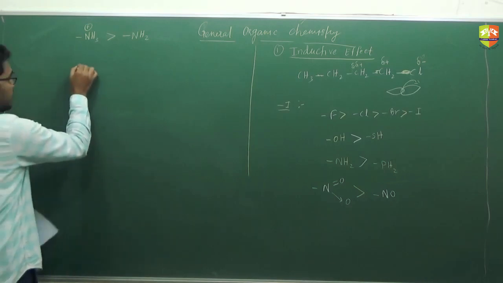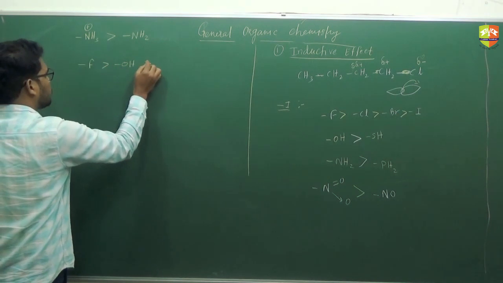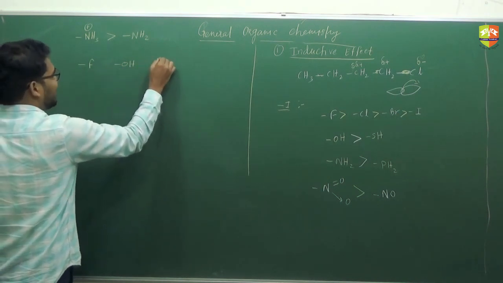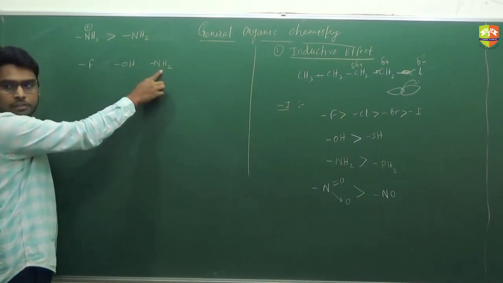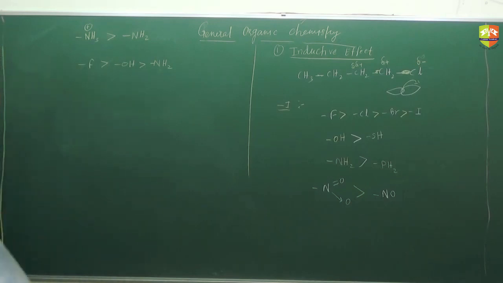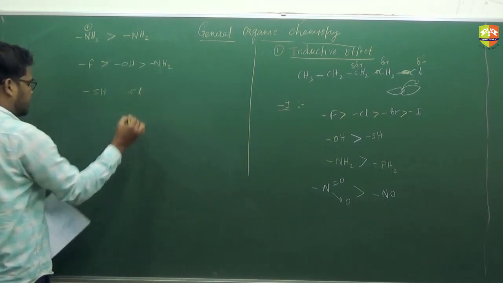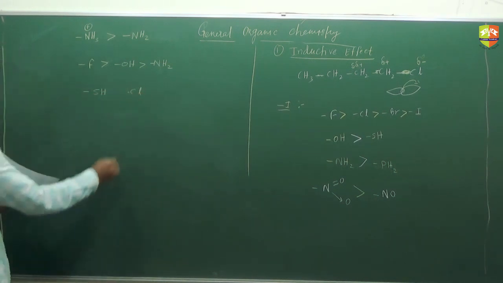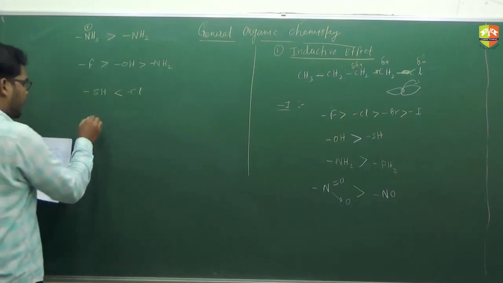What about this one? If I write down F, OH and NH2, oh, I wrote it wrong, NH2, sorry. So, what do we do? Fluorine, oxygen and nitrogen, we will compare. Fluorine is more electronegative, nitrogen is less, so the order will be this. Okay? SH and Cl. Fluorine is more electronegative, the order will be this.